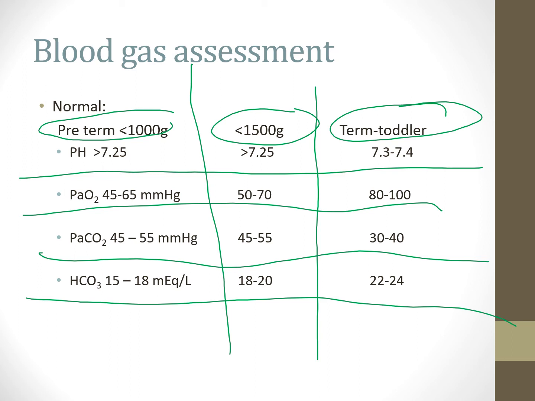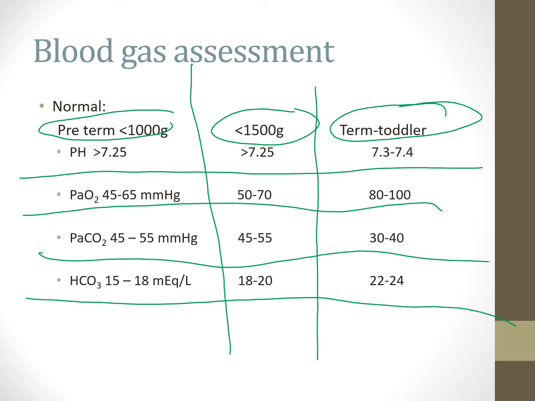The way I always remembered it when I was taking my NPS credential, the neonatal pediatric specialist credential, was that their blood gas should look like someone that has emphysema. It should be high CO2, low pH, and low PaO2. That's exactly what you're aiming for in these super preterm kids.